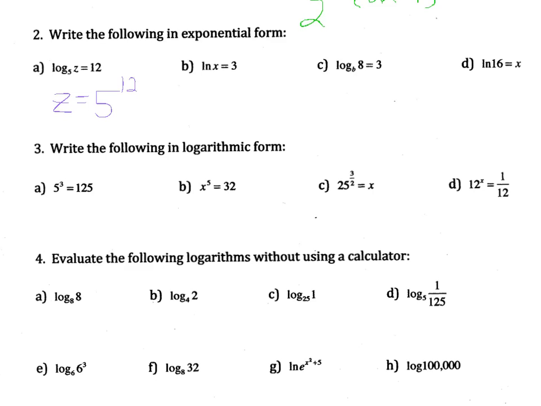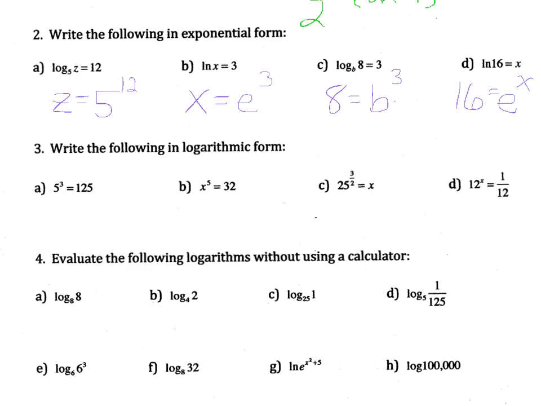For B, I want to remember that whenever I have a natural logarithm, the base is e. So I'll have x equals e to the third. For part C, I'll have 8 equals b to the third. And for D, I'll have 16 equals e to the x.